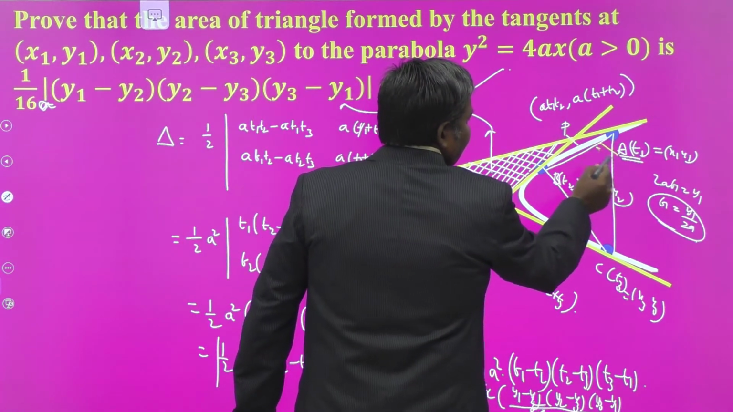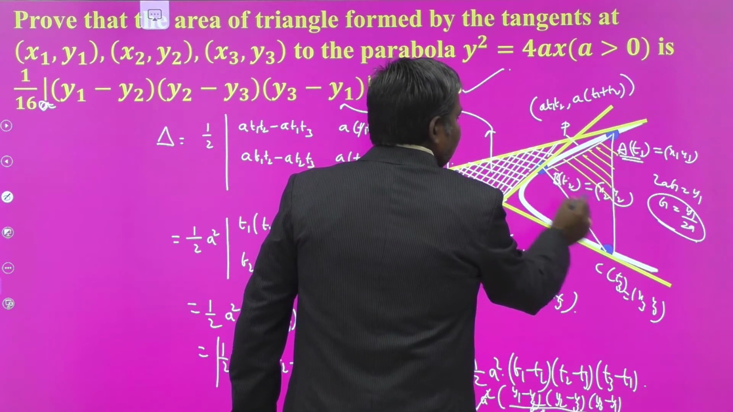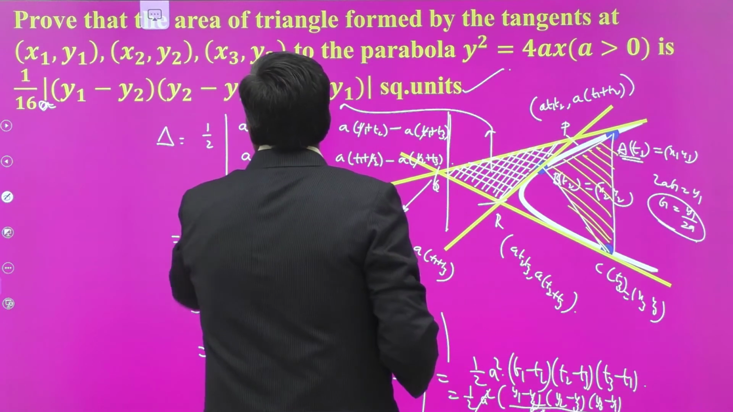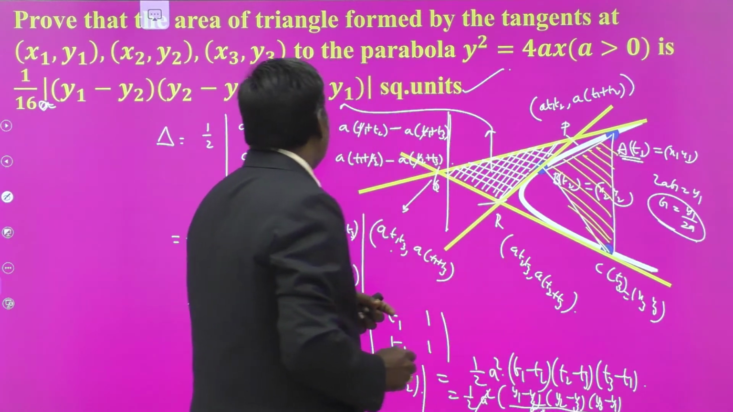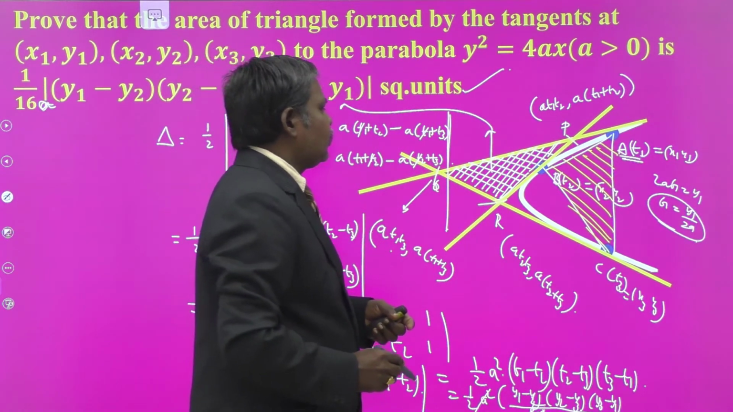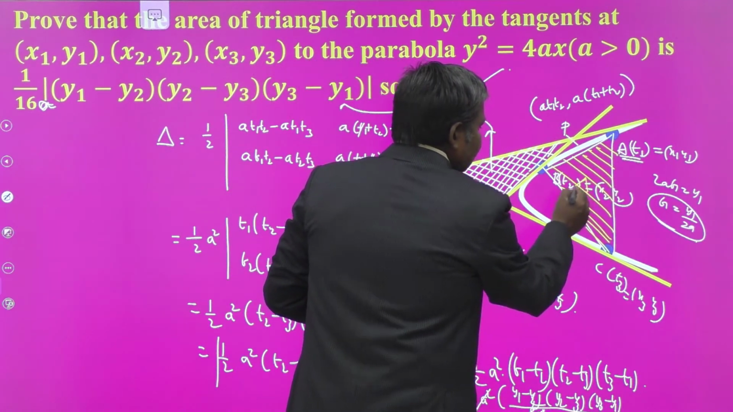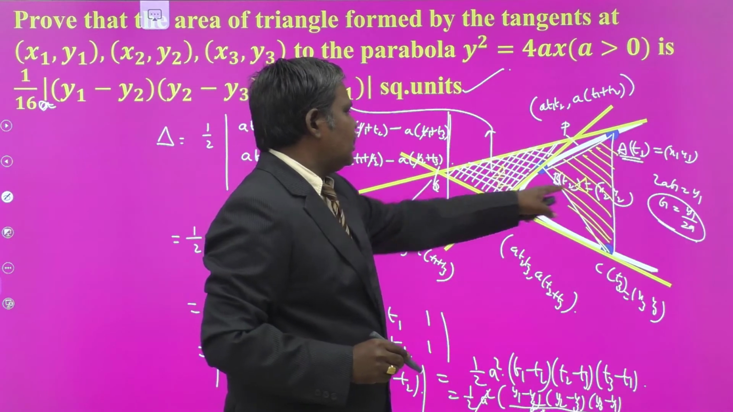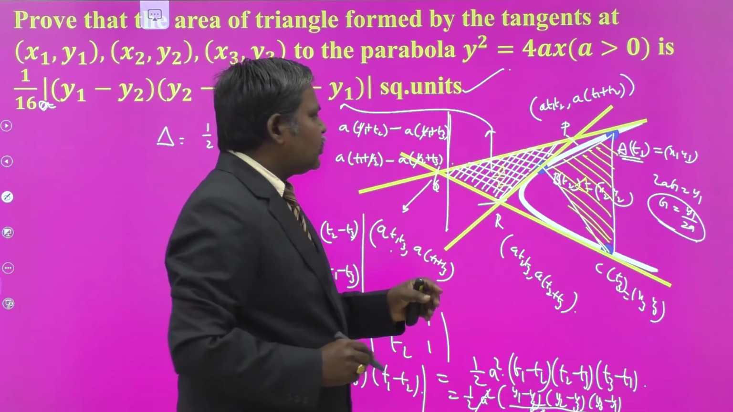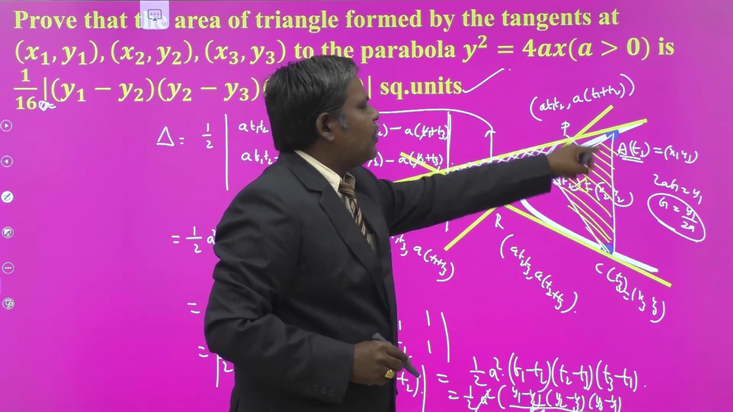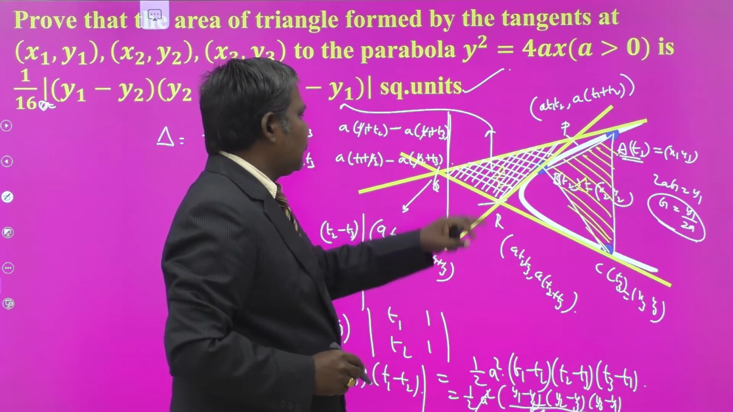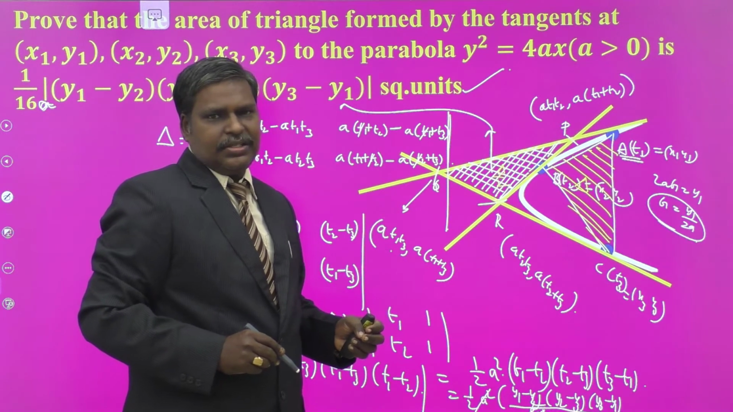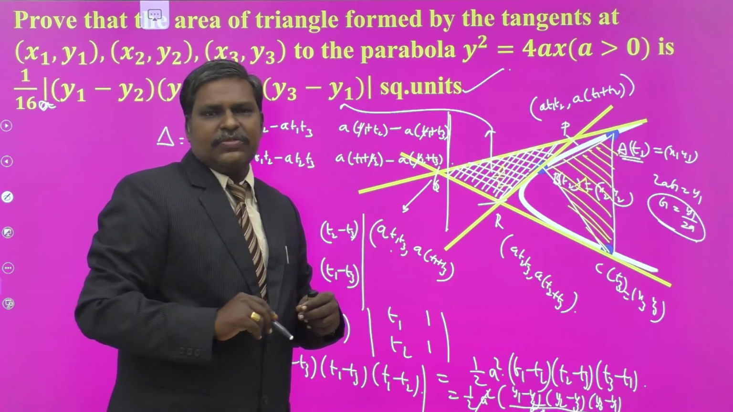The area of the triangle formed by 3 points is nothing but 1 by 8a times of (y1 minus y2)(y2 minus y3)(y3 minus y1). Already we proved, if it is delta, it must and should be delta by 2. If it is delta, it is half. So the area of the triangle formed by any 3 points on the parabola is half of the area of the triangle formed by the tangents.